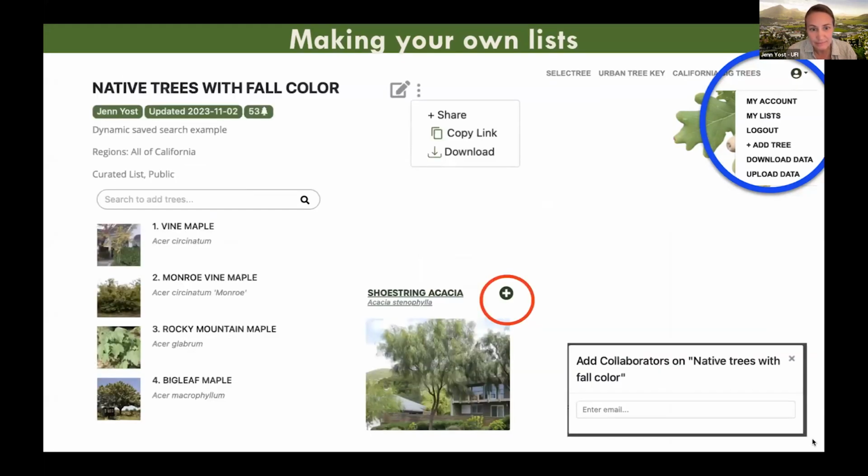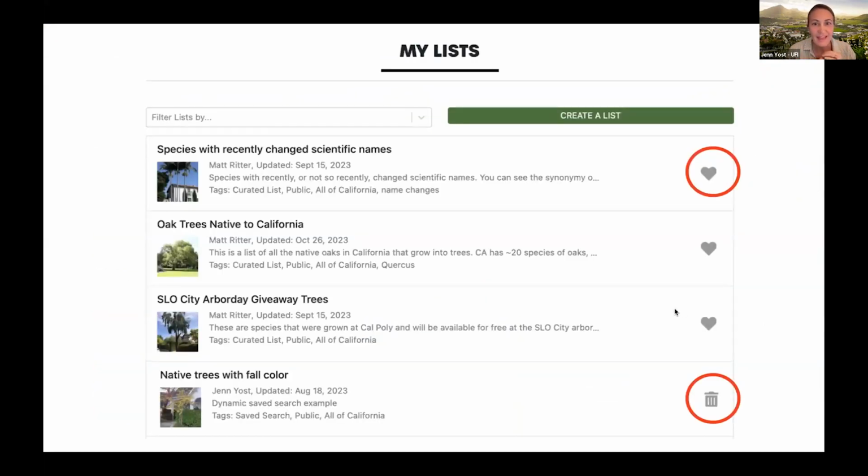Go ahead, next slide. And then you can go about just adding trees from throughout Select Tree to your list. And the other thing you have the ability to do is to then add collaborators to that list. So if you're working within an organization and a bunch of people want the ability to edit that list, they can. Go ahead, next slide. And so then if you go to your user account and your list page, you'll see all the lists that you are following with the hearts, or all the lists that you're the owner of with the trash can, and you can edit and create new lists and filter your lists that way. Next slide.